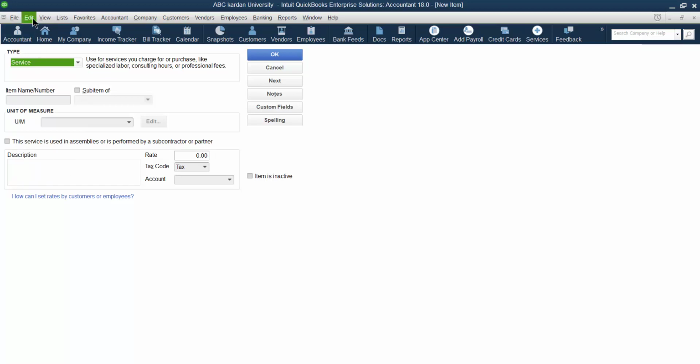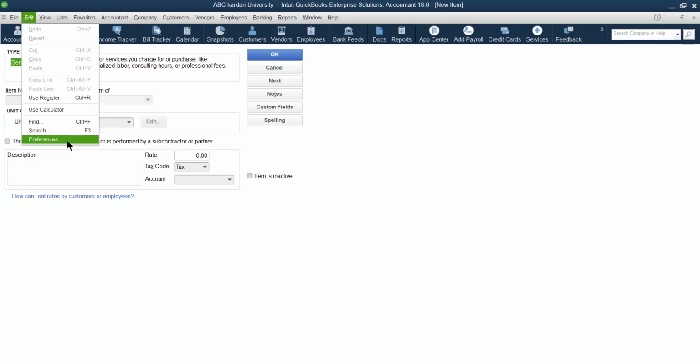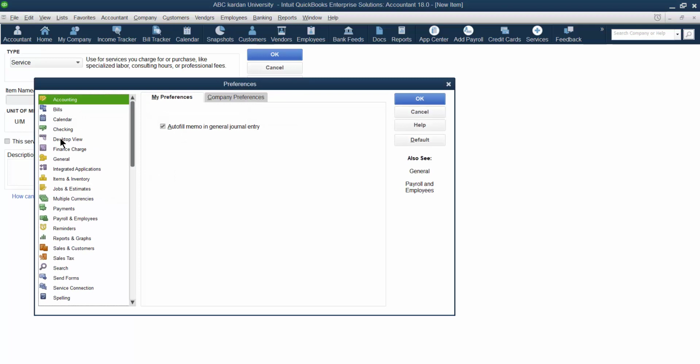If it is not available, go to Edit and down to Preferences. Preferences are like the settings of QuickBooks. It sets the accounts and so on for you. So if it is not available there, it means it is not activated from here. If it is not activated, you can activate those items. We have settings for accounts, for bills, for everything.